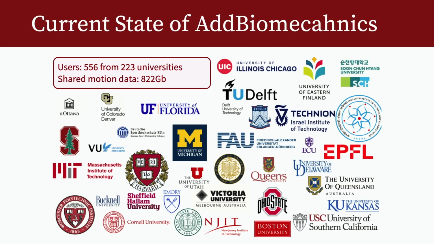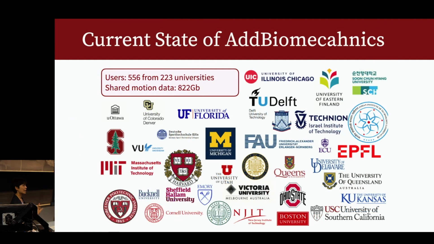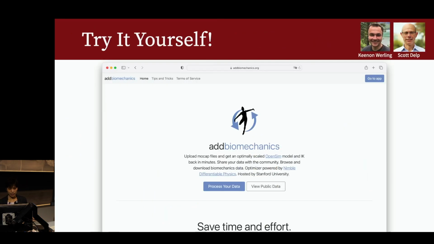AddBiomechanics has been released to the public for a little bit more than a year, and we have seen rapid growth in the user base, as well as the data being processed and shared to the public. So if you are researchers interested in human motion, please give it a try. It's really that simple. You just go to the website. It's a web tool. You don't even need to install anything on your computer. You just drop your raw motion capture data. You come back after a few minutes, and you will get your fitted digital twins along with the kinematic and dynamic motion data.